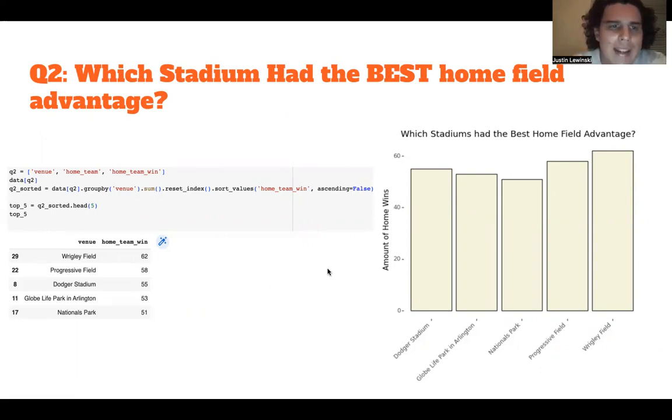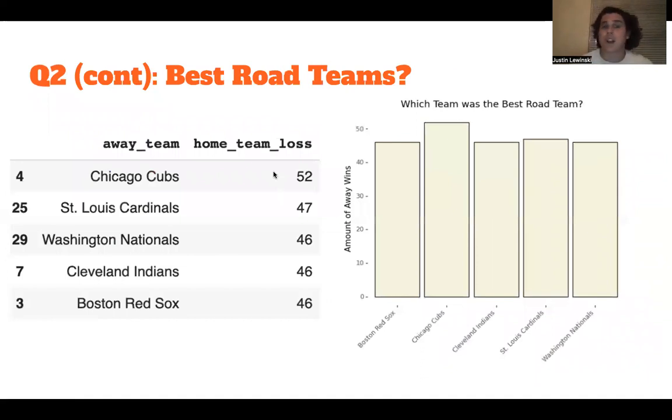Let's move on to away teams here. The best road teams, Chicago Cubs, are 5 clear. They have a bigger margin on the road than they did at home, and they were still number 1. They won 115 games, a pretty historic season. They broke the curse of not winning. So very interesting. The Cleveland Indians, who are now the Guardians, the St. Louis Cardinals, the Washington Nationals, and the Boston Red Sox, rounding out your top 5 there.